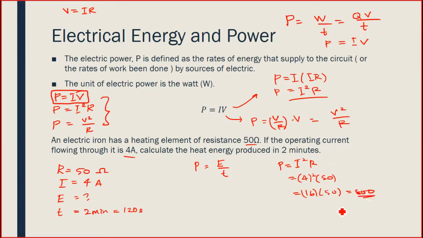Okay, this is 800, so the power produced is 800 watt. The unit for power is watt, I forgot to mention over here. Now you know that this is 800 watt, and this is electrical energy divided by time. Time is 120 seconds, so you just multiply them. Multiply by 120 seconds and you will get the electrical energy, and this value over here is 96,000 joule.